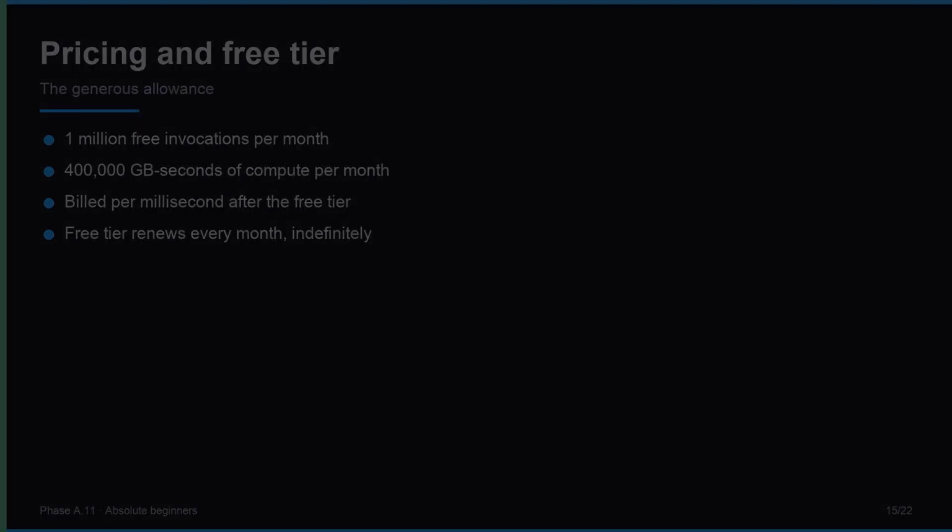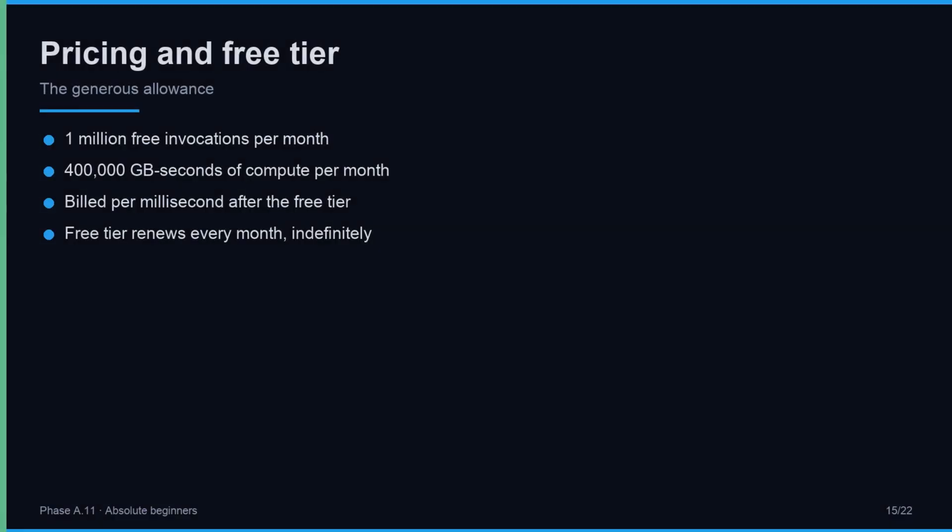The full arc. Here is the pricing story, and it is good news for learners. The Lambda free tier gives you 1 million free invocations every month and 400,000 gigabyte seconds of compute time. A gigabyte second means 1 gigabyte of memory running for 1 second. So a function with 256 megabytes of memory can run for over 1.5 million seconds free each month. That is far more than any learner needs.